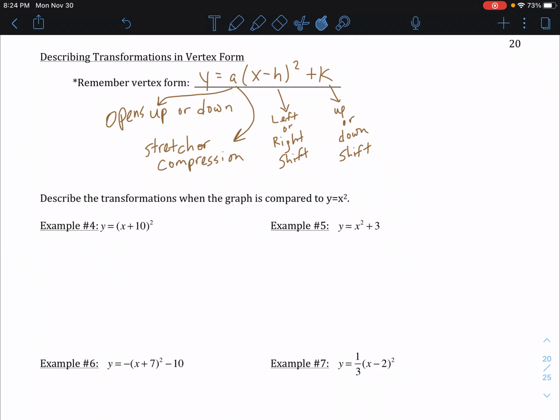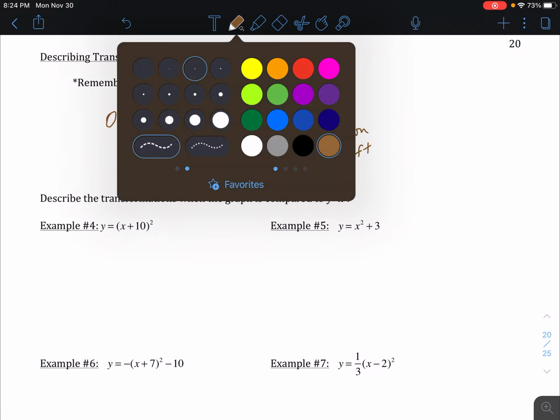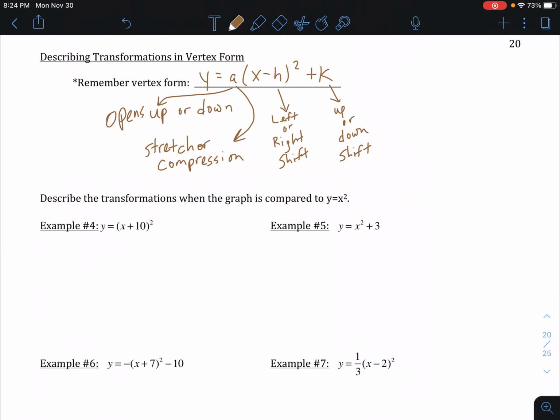So here in example 4, the directions say, describe the transformations when the graph is compared to y equals x squared. That just means we're going to write down whatever these shifts are. So what do we have here? We have an x plus 10 squared. That looks like an h according to the formula. X plus 10 is in parentheses. So we only have one shift here. That would be when you have x plus 10, that's shifts left 10.